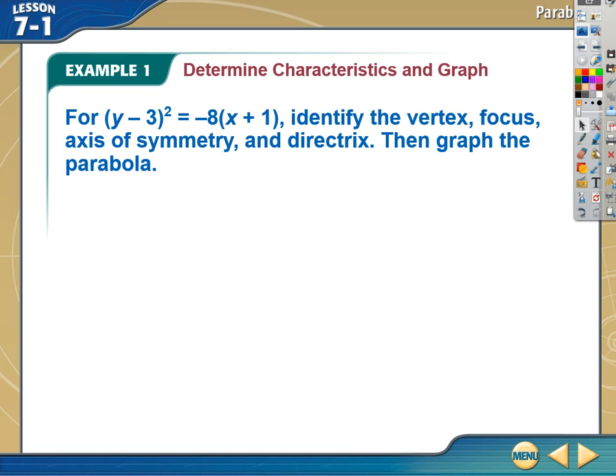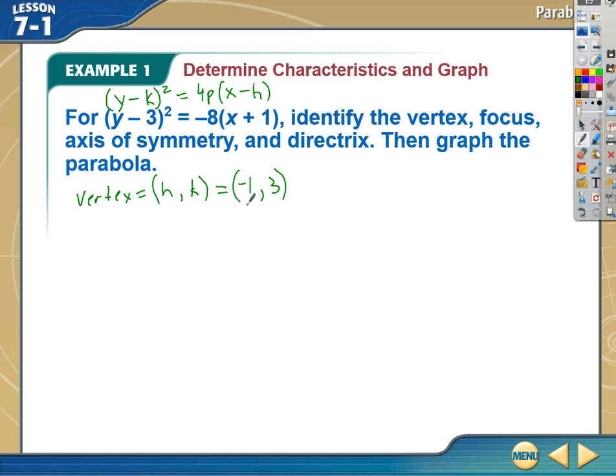Now they want me to identify the vertex, the focus, the axis of symmetry. So up above, I'm going to write the standard form they gave you: y minus k squared equals 4p times x minus h. The vertex is equal to h comma k. This says minus k, so whatever's here means opposite. If this looks like a negative 3, my k is really a positive 3. And if this is a positive 1, it's telling me to do the opposite, negative 1. So h is negative 1, k is positive 3.